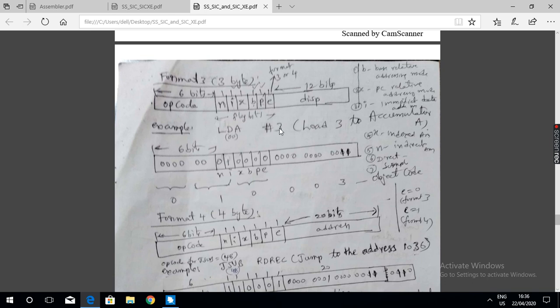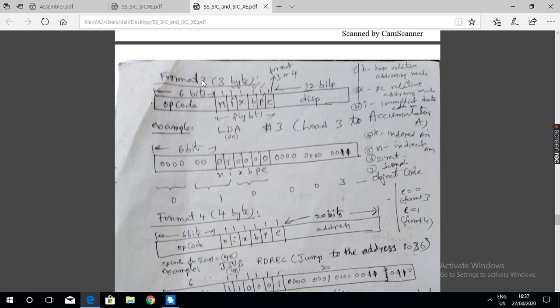The value is specified in the instruction itself. Load value 3 to accumulator. Accumulator means register A. Register A is also called accumulator. So load value 3 to register A, which is the accumulator. The hexadecimal value of LDA is 00.